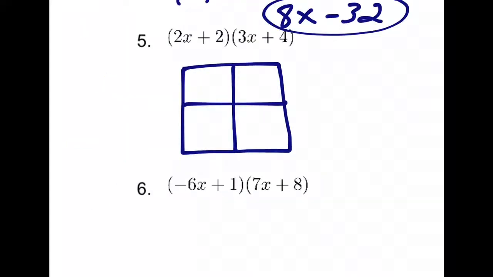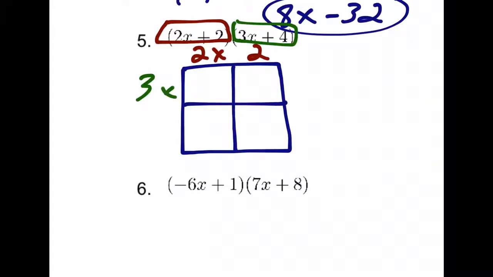For number 5, I'm going to use the area model. So I'm going to take this first quantity, 2x plus 2, and put it here. And then I'm going to take 3x plus 4 and put it here. It doesn't really matter if you had them switched. It still works. I multiply row by column. So this first row, 3x, is multiplied by the first column, 2x. Well, 3 times 2 gives me 6. And then I look at my exponents that are attached to my variables.